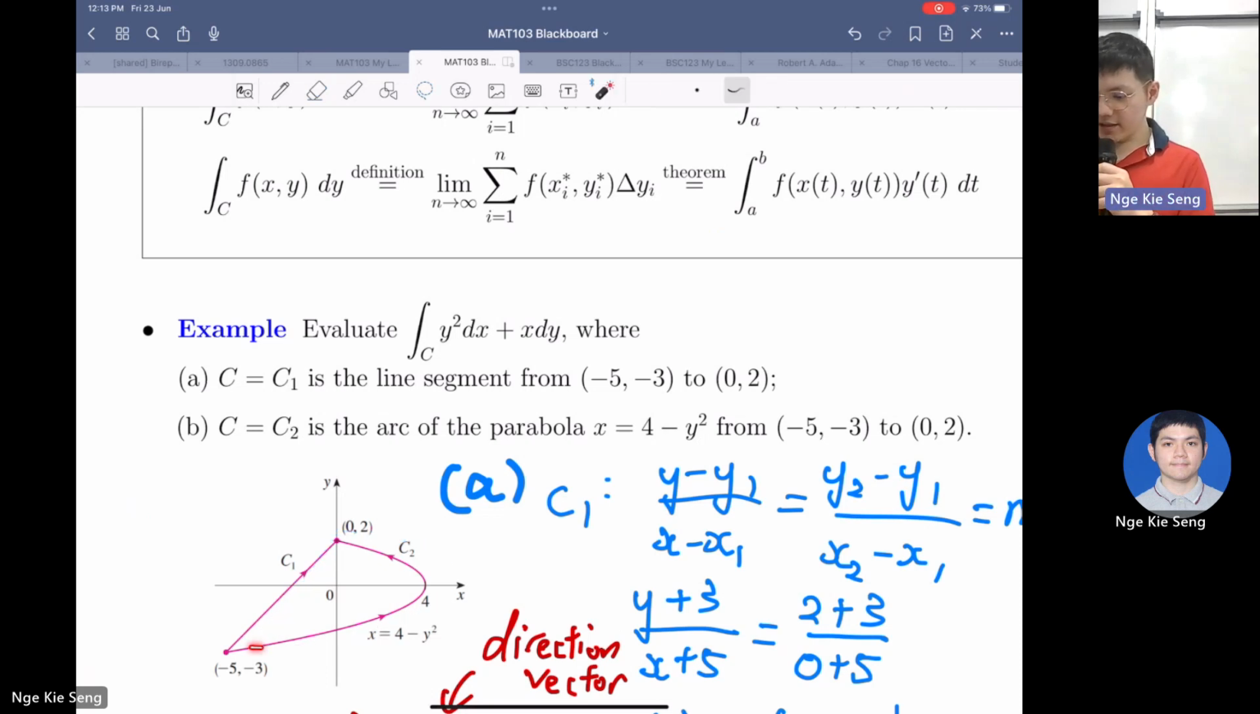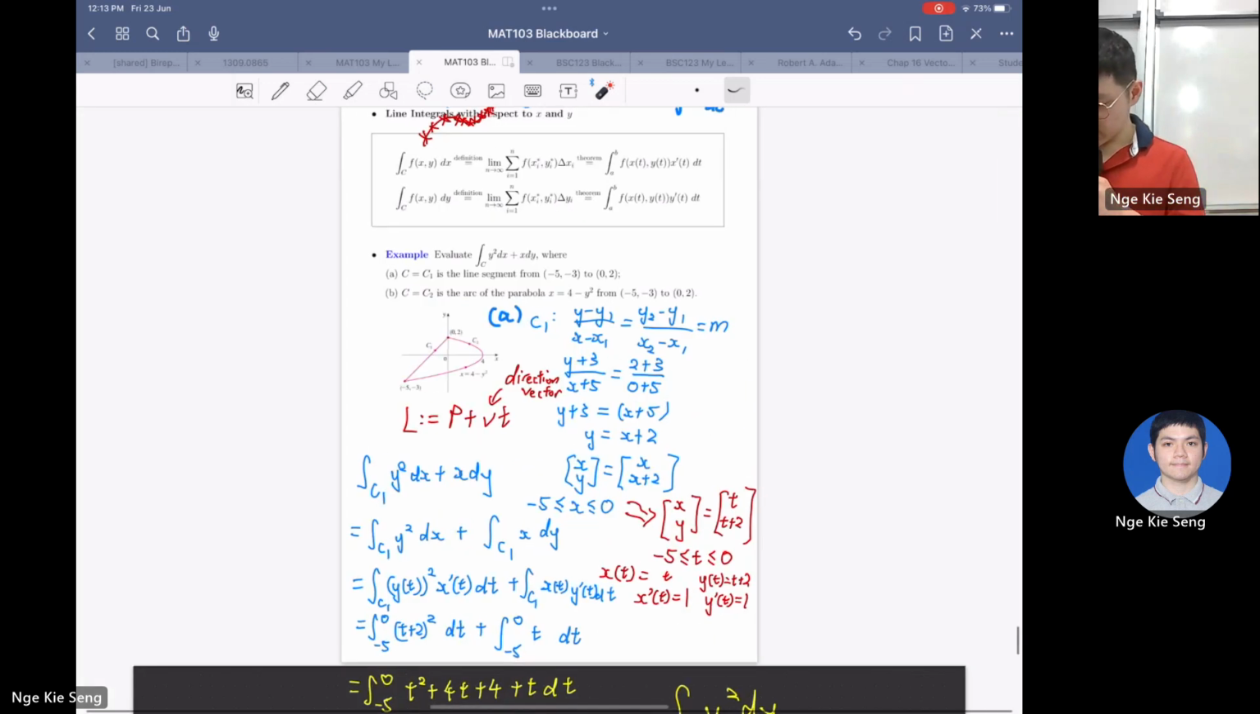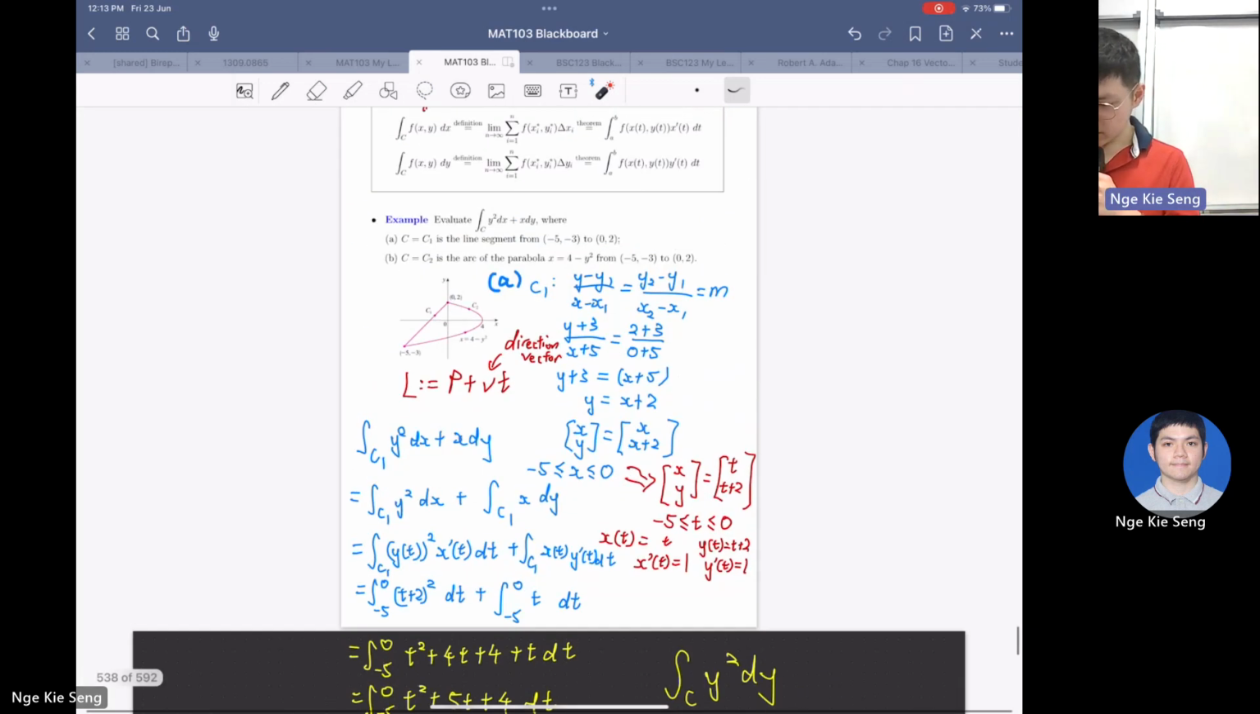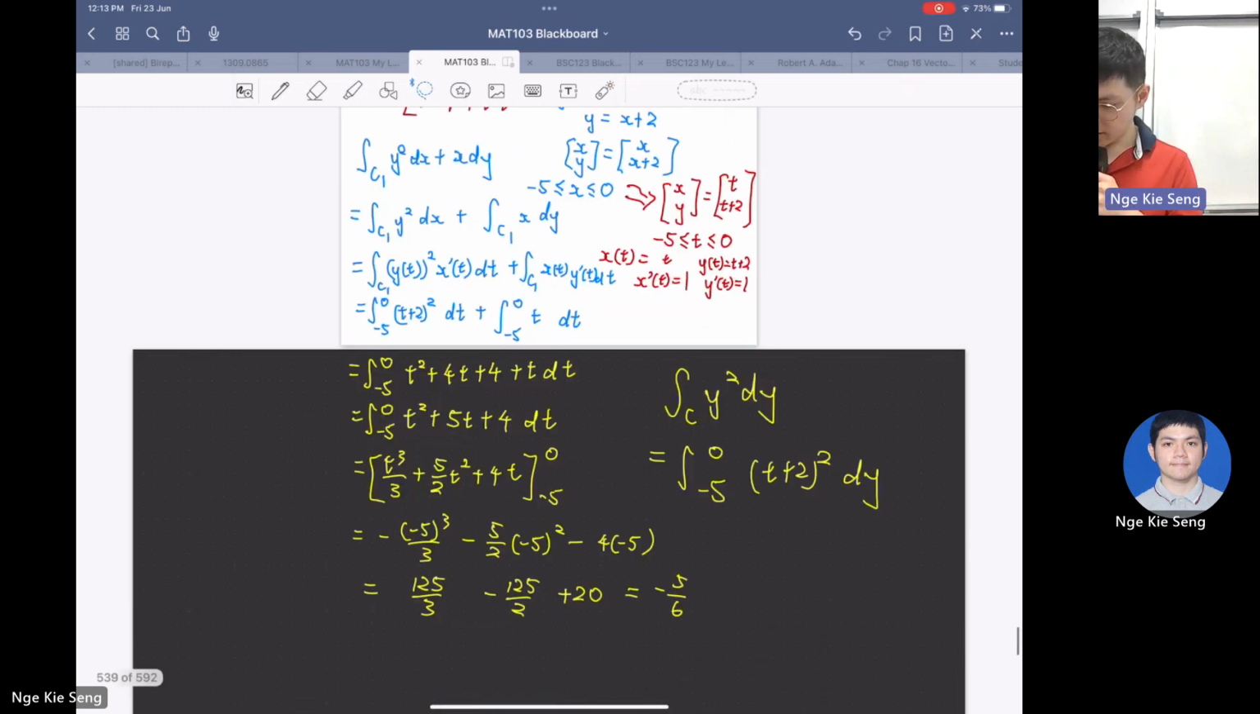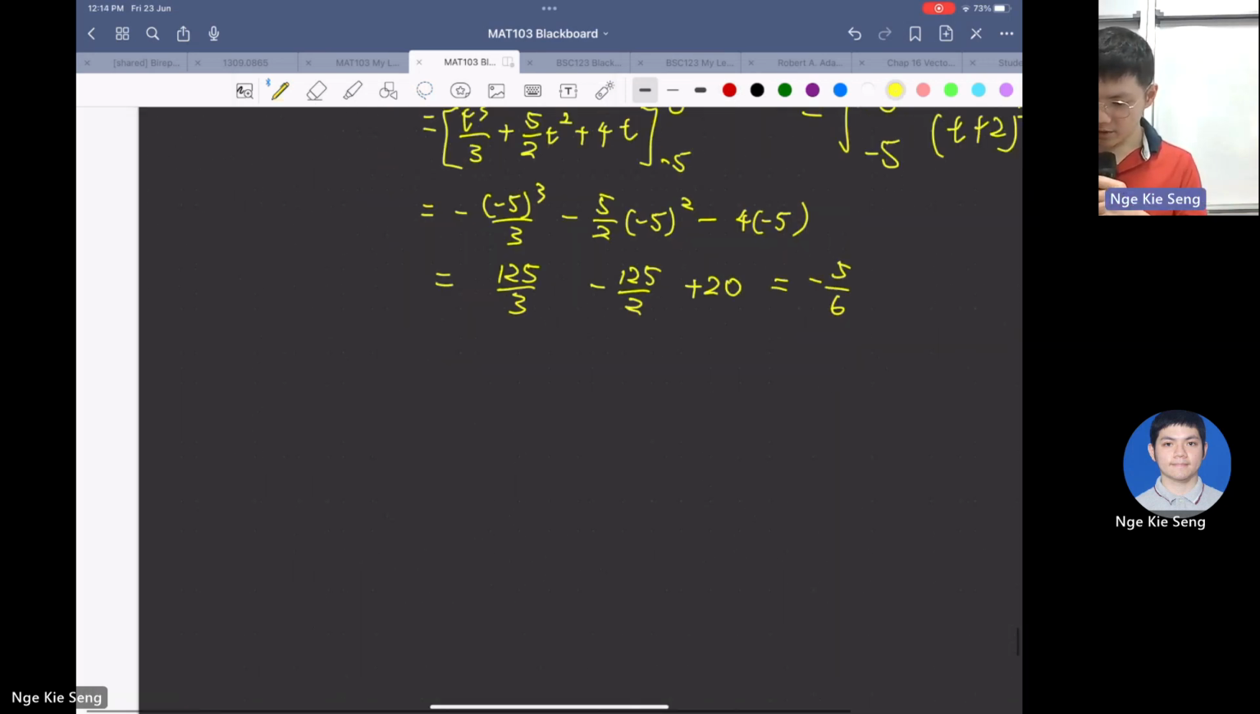So what's nice here, he already gives you the formula of this curve. This is a curve defined by a parabola equation, which is x equals 4 minus y squared, from the point (-5, -3) to (0, 2). Let me copy it down here.